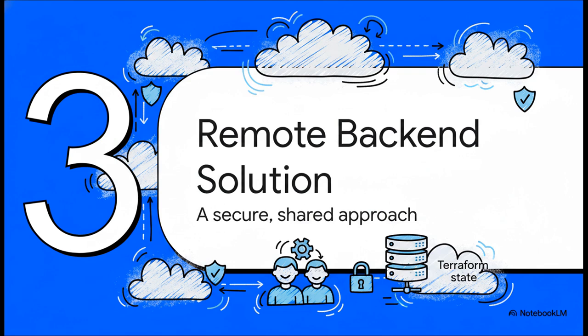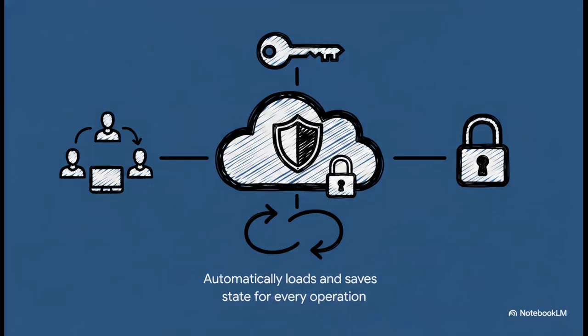Okay, so that's the problem. Thankfully, there's a much, much better way. The professional industry standard way for teams to use Terraform is with something called a remote backend. A remote backend solves all of those problems we just talked about. First, it stores your state file somewhere secure, like an AWS S3 bucket or Google Cloud Storage, completely outside of Git. Then, every time anyone on your team runs a Terraform command, it automatically pulls down the latest state and pushes up the new version after it's done.